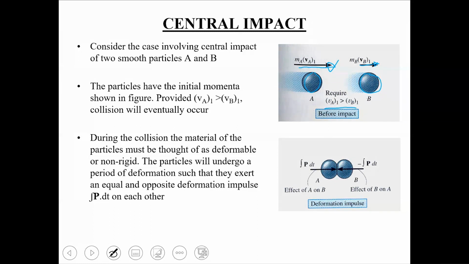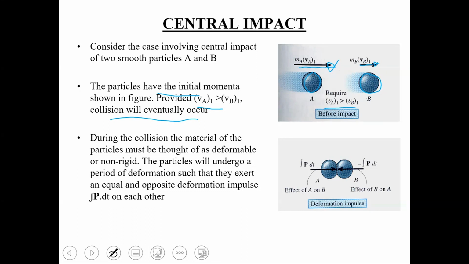Consider a case involving central impact of two smooth particles. The particles have initial momenta as shown to you. Provided that VA1 is greater than VB1, collision will eventually occur. So before moving on to developing the mathematics for this central impact, first of all, let us understand what happens during this central impact, or what is the actual physical phenomena involved during this central impact.